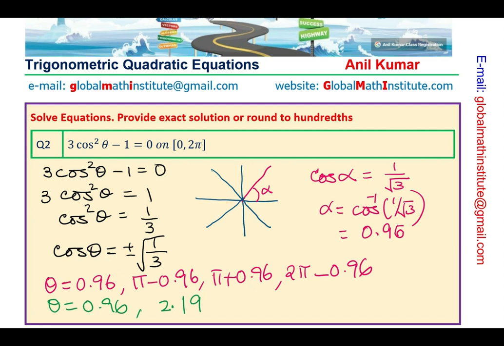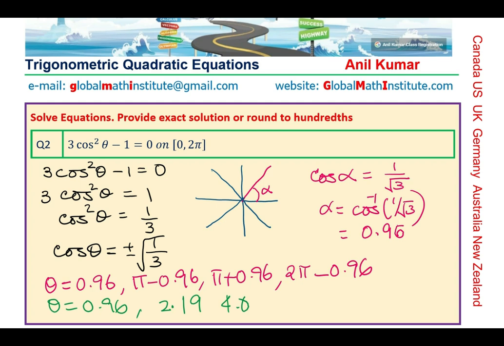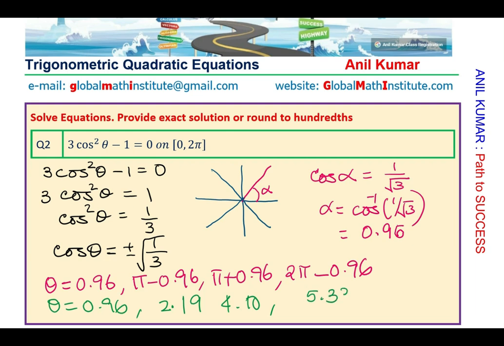Now we have pi plus 0.955. I'm adding 55, okay? And so what I get here is 4.096. So I'll write this as 4.10. And then we got 2 pi. So 2 times pi minus 0.955 I'm using. And I get 5.328. So 5.33 radians, right? So all these are in radians.